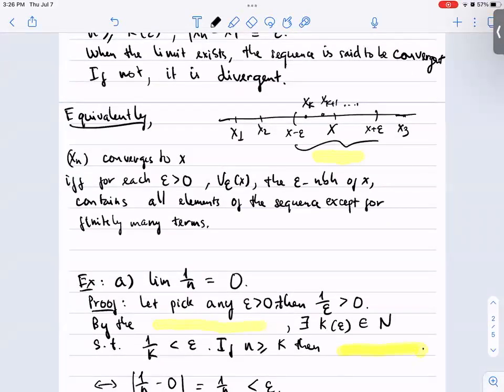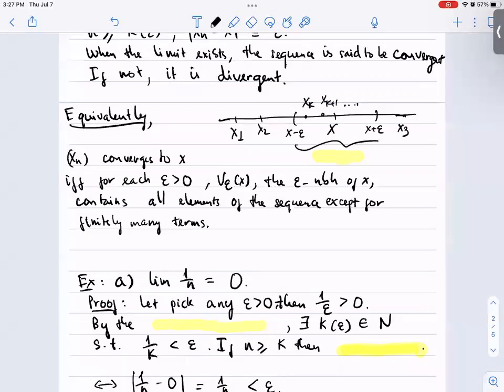Equivalently, the definition can be interpreted as follows. The sequence xn converges to some number x if and only if for each epsilon greater than 0, the epsilon neighborhood of x, V epsilon of x, contains all elements of the sequence except for finitely many terms.